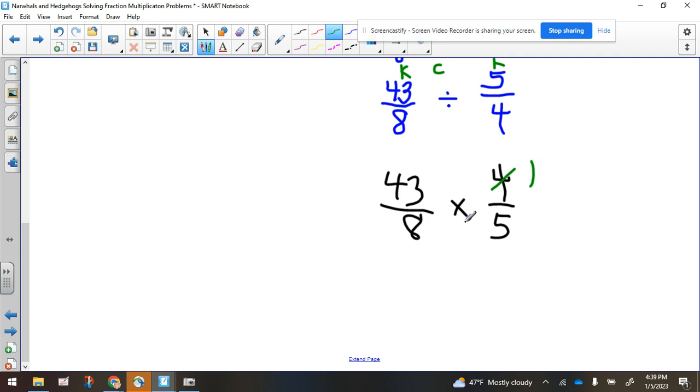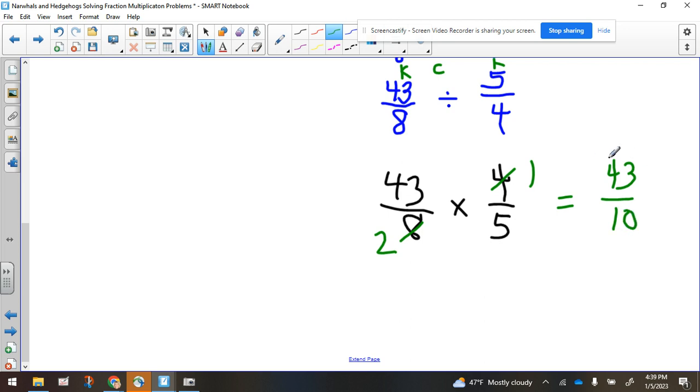We have a reducing opportunity between this 4 and 8, so let's take advantage of that. Divide by 4 and get 1. Divide by 4 and get 2. We don't have anything we can do here. The GCF of 43 and 5 is 1, so we can't simplify that further, nor can we simplify any of the fractions that we have. So when that happens, you go right across. 43 times 1 is 43. 2 times 5 is 10.